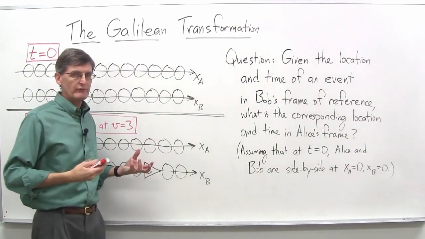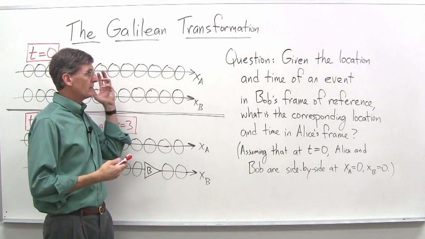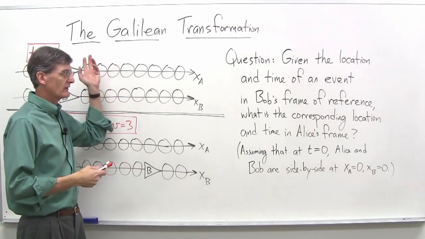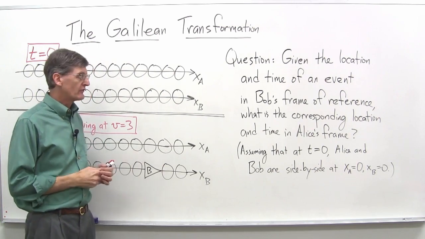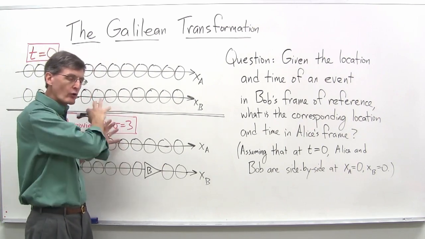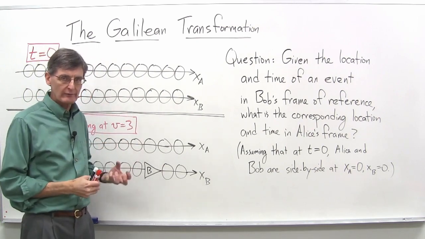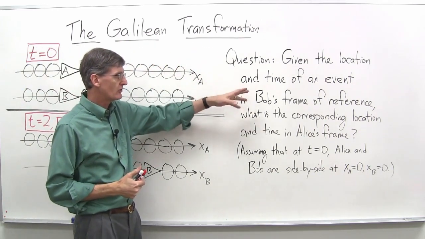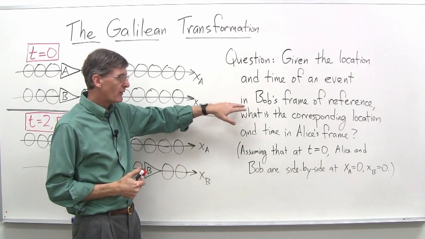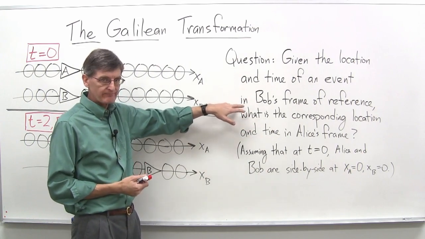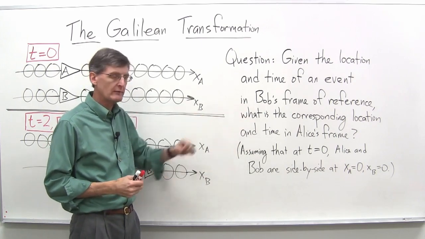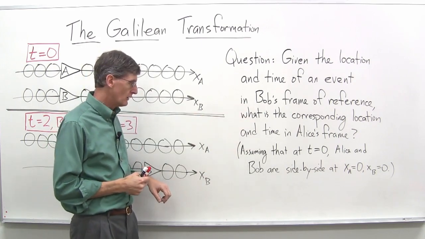Okay, now let's spend a few minutes talking about the so-called Galilean transformation. The name goes back to, of course, Galileo himself in the early 1600s. He didn't formulate it quite like we'll formulate here, but the basic idea he had was the same. This is a question. Given the location and time of an event in Bob's frame of reference, okay, we're talking about Alice and Bob again, what is the corresponding location and time in Alice's frame of reference?